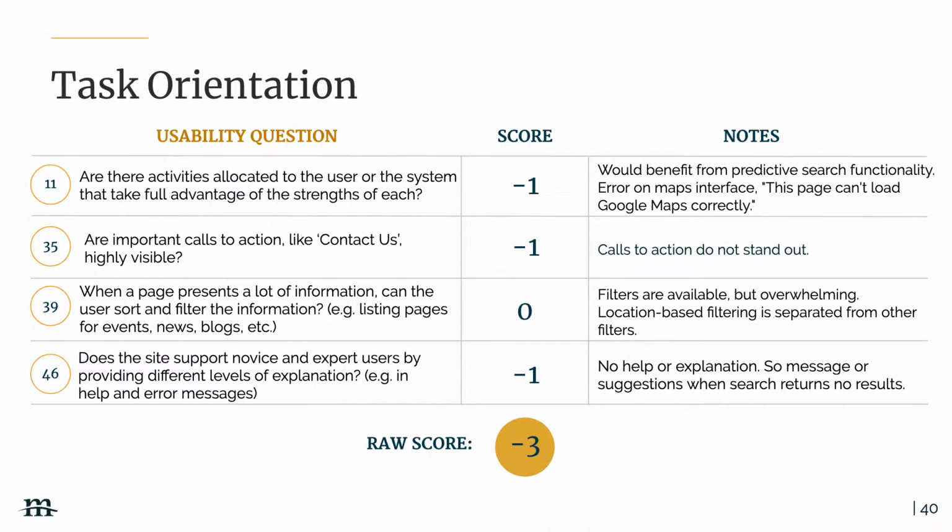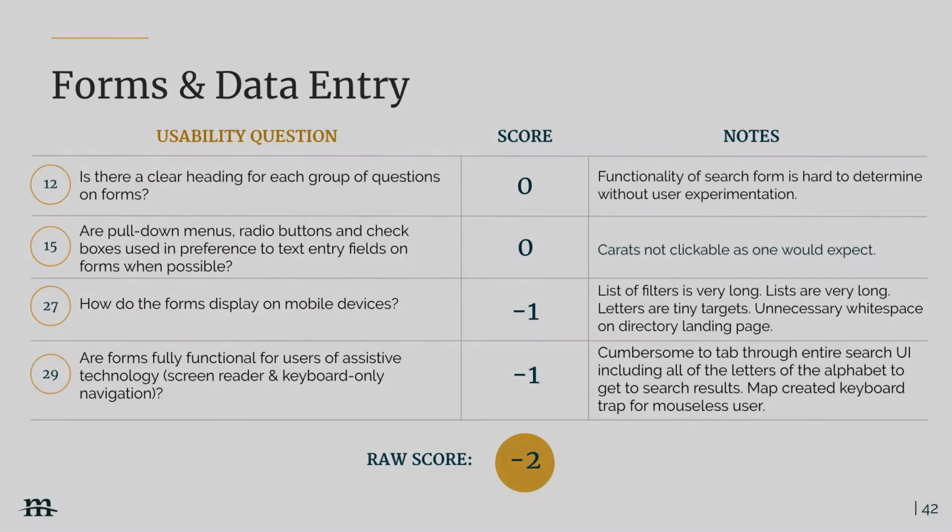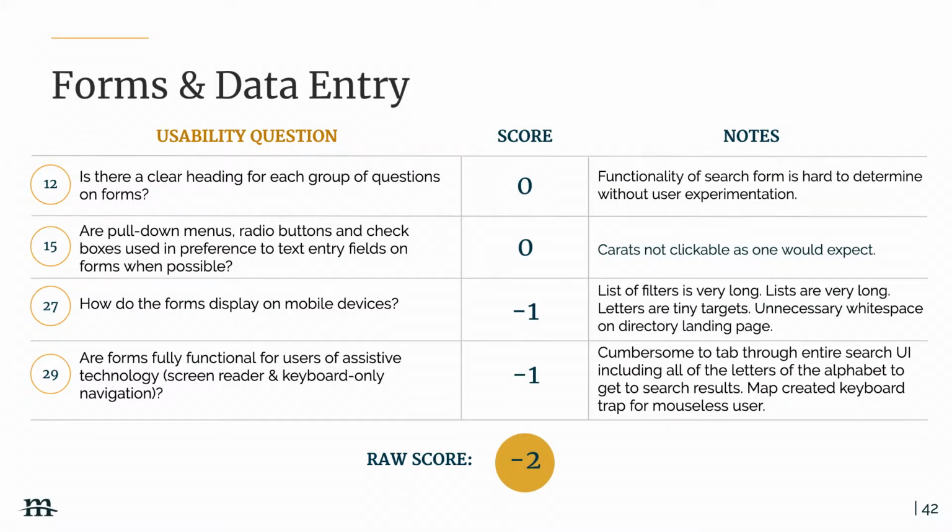The question is, are there activities allocated to the user of the system that take full advantage of the strengths of each? That was a score of negative because the answer was no, and we noted that predictive search functionality would be beneficial and that there was an error on the Maps interface. And then for an example under the category of forms and data entry, question number 27: how do the forms display on mobile devices? That was a place where we could note that the list of filters was very long, the letters were very tiny targets, and there was unnecessary white space found on the landing page.